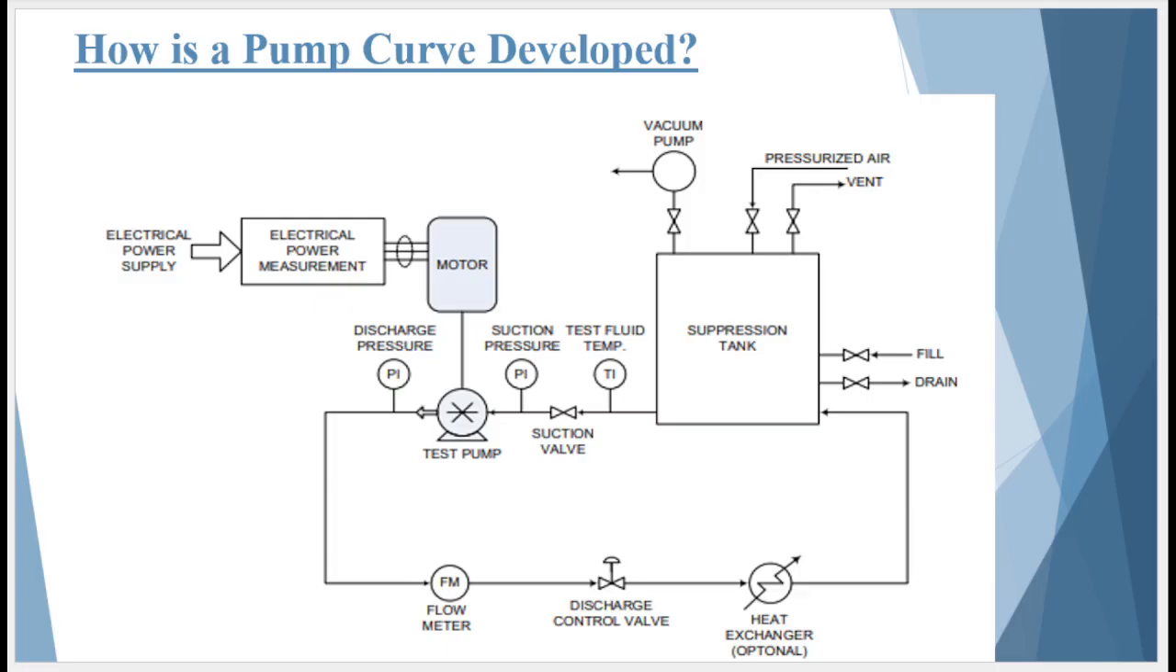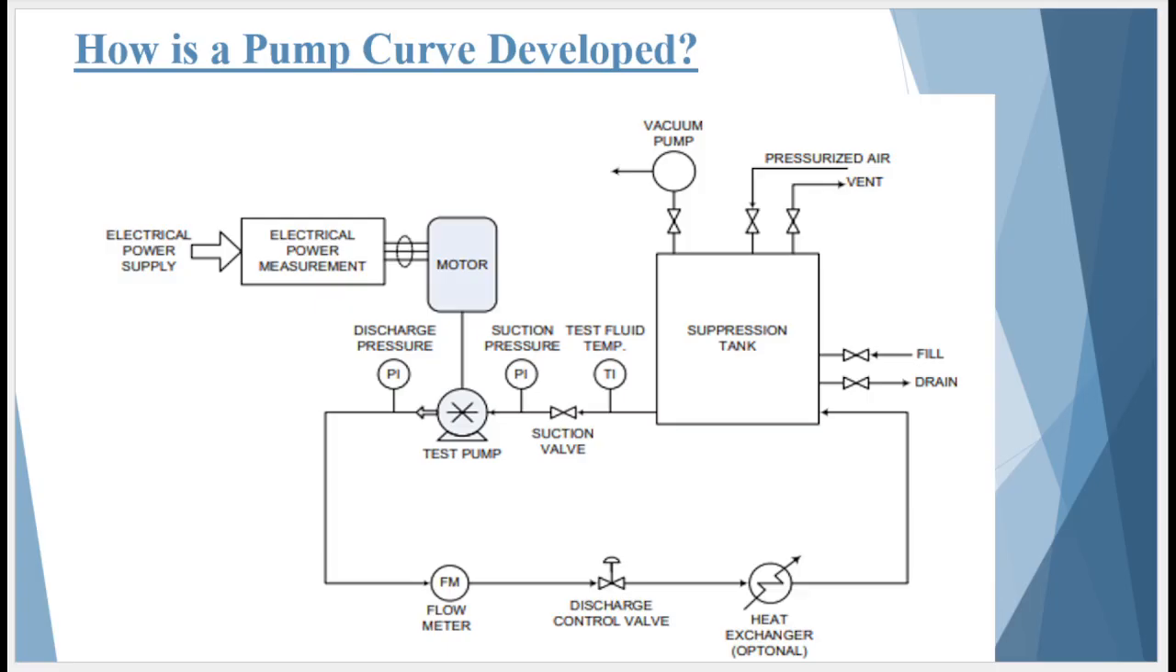In the previous slide, we learned that a pump performance curve is developed through actual performance testing. Now, let's understand the test setup used by manufacturers. This figure shows a typical pump performance test loop. The test pump is driven by an electric motor, and the electrical power supplied to the motor is continuously measured. The pump draws water from the suppression tank through the suction line.